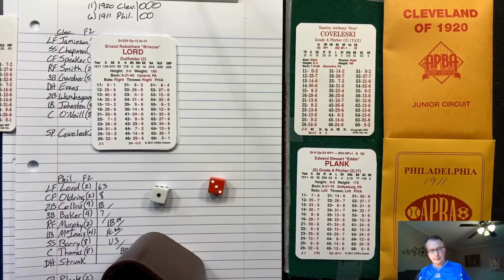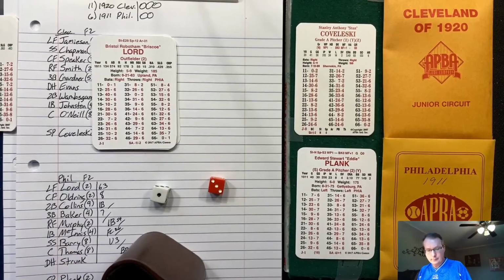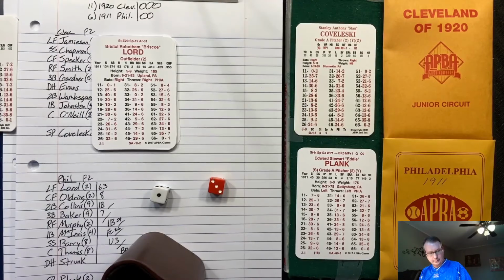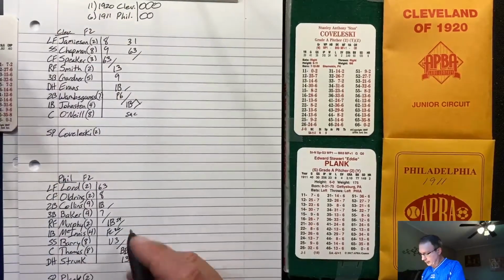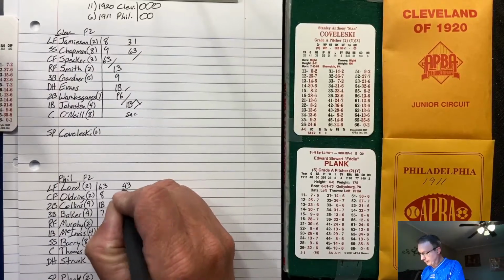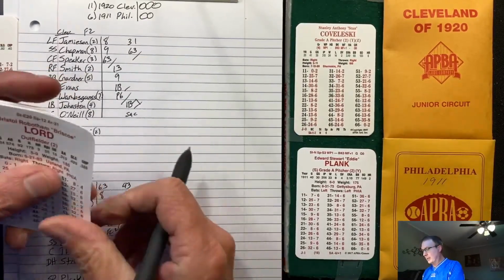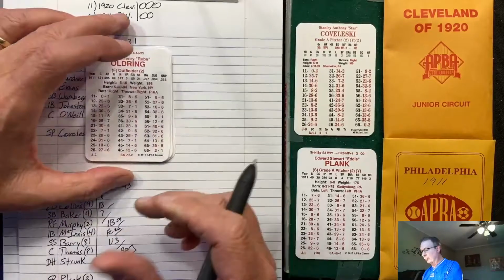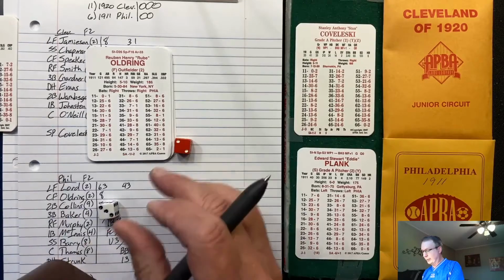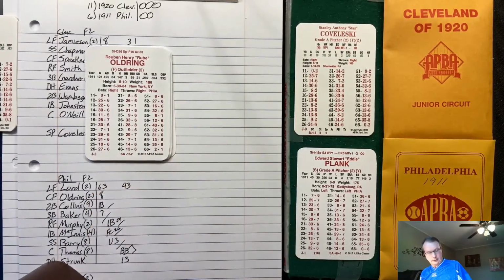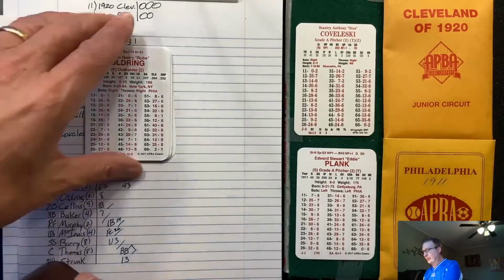The runner on second is a 26. Ground out to second. Runner to third. Same situation here. Thomas at third with 2 down. Rube Oldring, needing a little base hit. 23. 29. He grounds out to the pitcher.